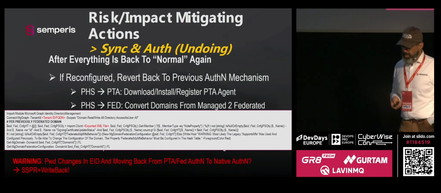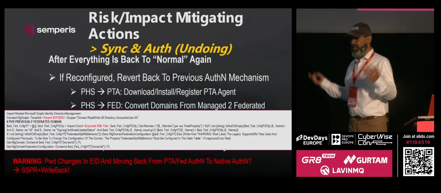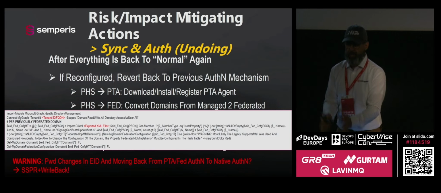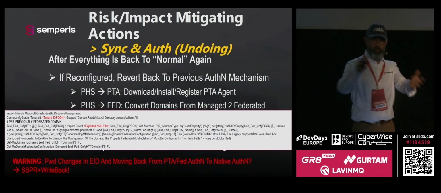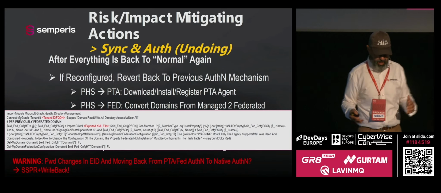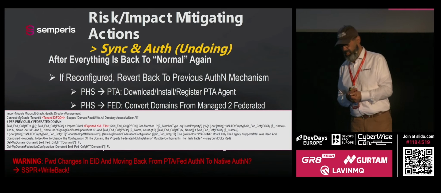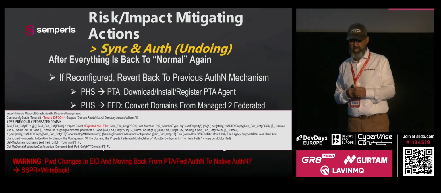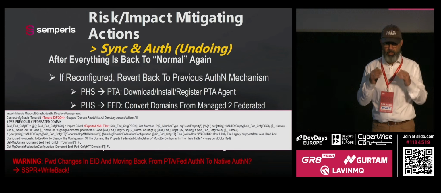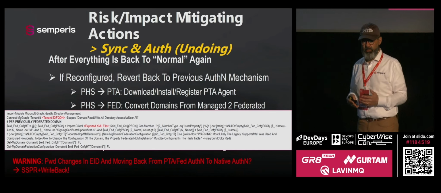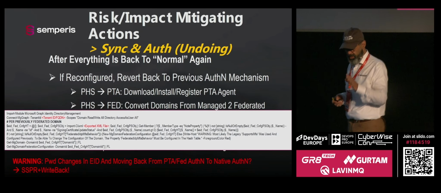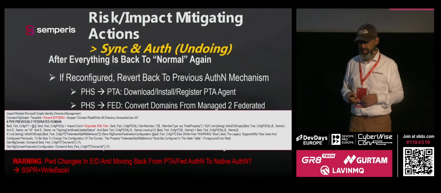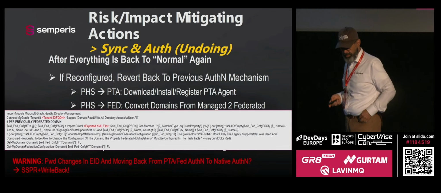And then after the fact, when everything is done, you have to make a choice. What are you going to do? Am I going to keep using PHS, or am I going to move back to PTA, or maybe again federated authentication with PHS in the background? My recommendation to you is keep it as simple as possible. Use PHS as the main authentication mechanism for Entra ID. Save yourselves all the trouble of all the steps that you have to do in addition if you are attacked maybe again in the future. You never know.